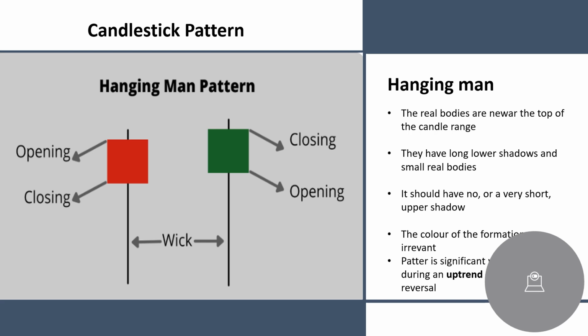Next pattern is the hanging man pattern. Remember a few things in a hanging man. The first thing is that the real bodies are near the top of the candle range. Second, they have long lower shadows and small real bodies. Then it should have no or a very short upper shadow. The color of these candles is irrelevant. And this pattern is significant when it emerges during an uptrend, and indicates a trend reversal.